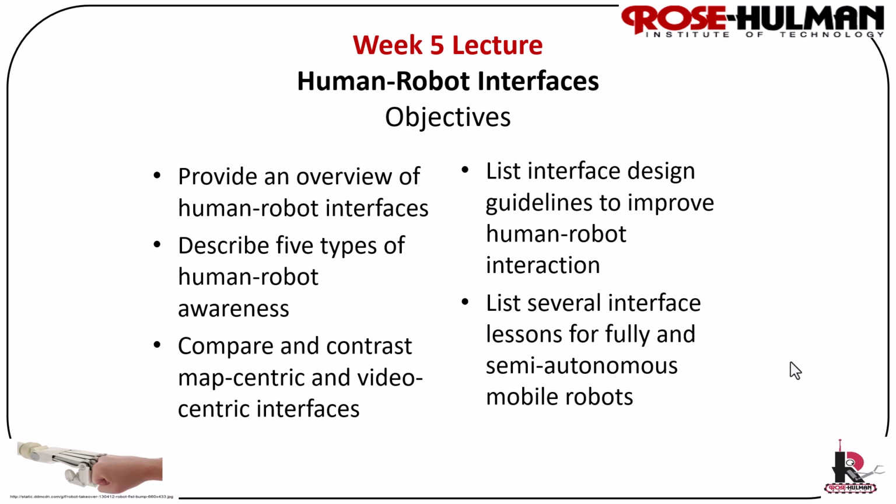The objectives for today's lecture are to provide an overview of human-robot interfaces, describe 5 types of human-robot awareness, compare and contrast map-centric and video-centric interfaces, list interface design guidelines to improve human-robot interaction, and list several interface lessons for fully and semi-autonomous mobile robots.